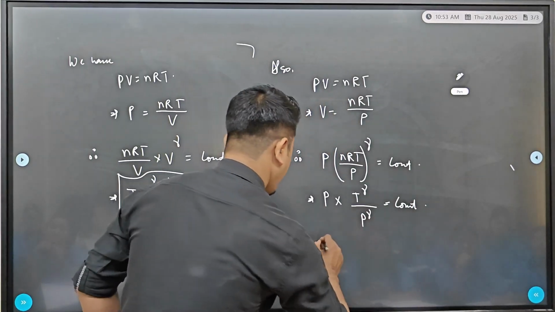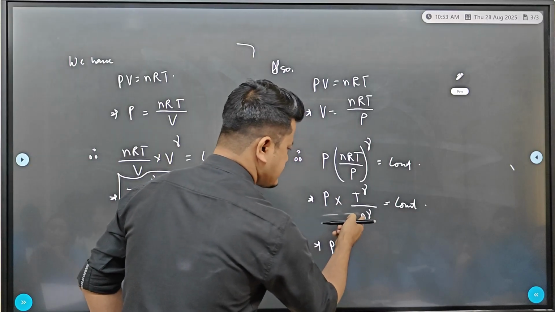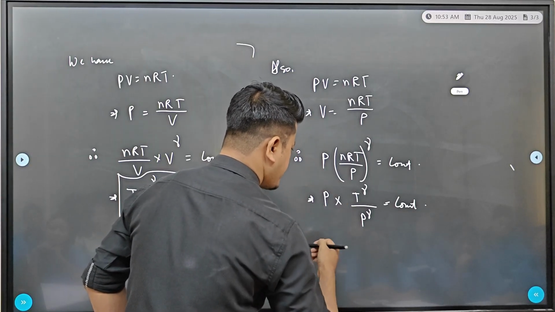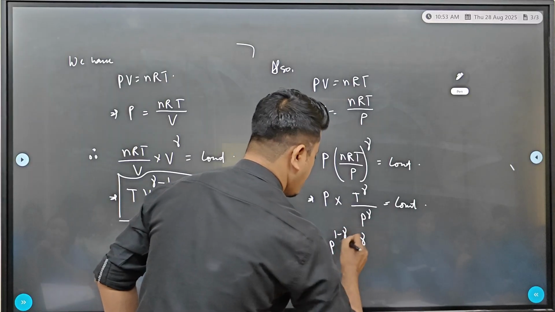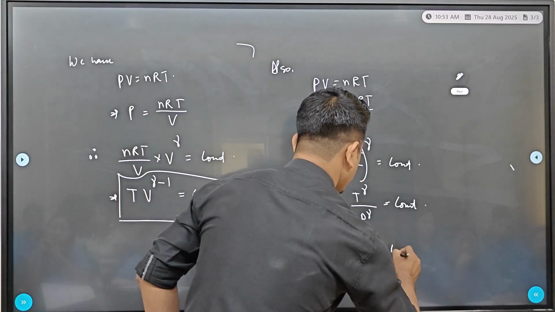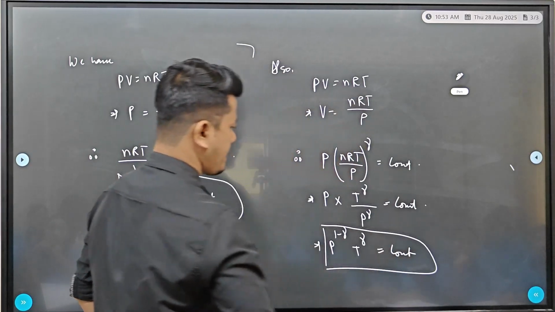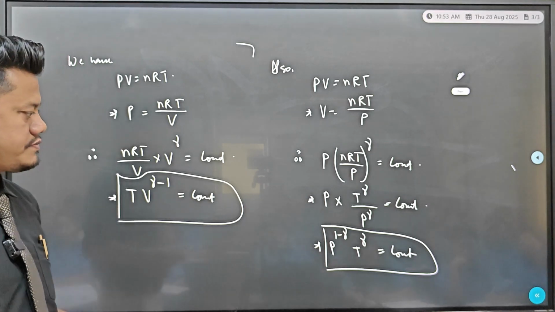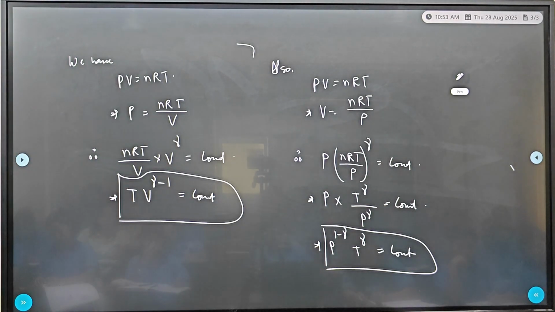Yes or no? So ultimately, if I take this P to the power gamma in the numerator part, I will be getting P to the power 1 minus gamma into T to the power gamma, equal to constant. Yes or no? This is also one of the expressions. Is that clear? P^(1 minus gamma) and T to the power gamma. Right?